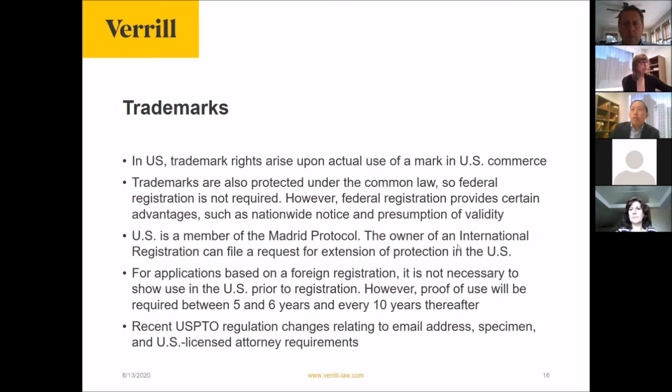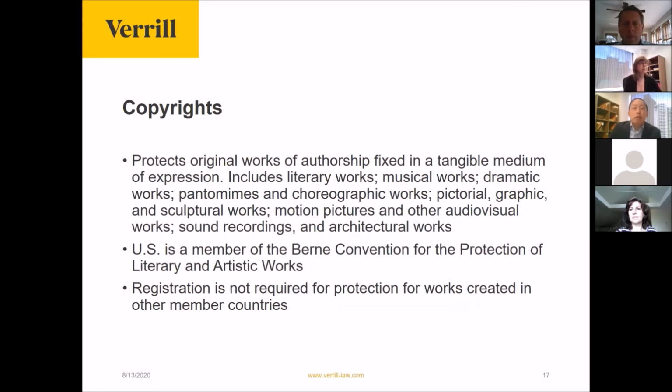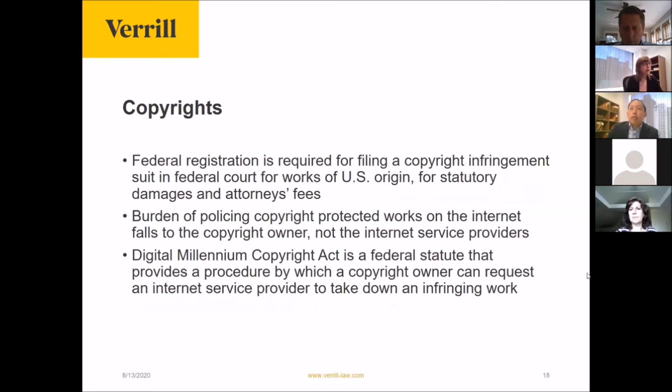And on the next slide, on copyrights, the U.S. is a member of the Berne Convention for the Protection of Literary and Artistic Works. Copyrights protect original works of authorship fixed in a tangible medium of expression. Registration is not necessarily required because of the Berne Convention, but on the next slide, there are some benefits to obtaining a federal registration at the U.S. Copyright Office.